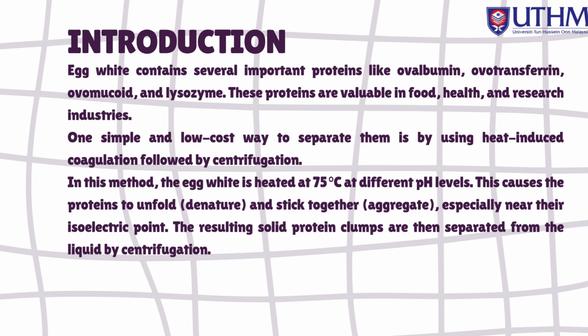In this method, the egg white is heated at 75 degrees Celsius at different pH levels, which are 5, 6, 7, and 8. This causes the protein to unfold and stick together, especially near their isoelectric point. The resulting solid protein clumps are then separated from the liquid by centrifugation.